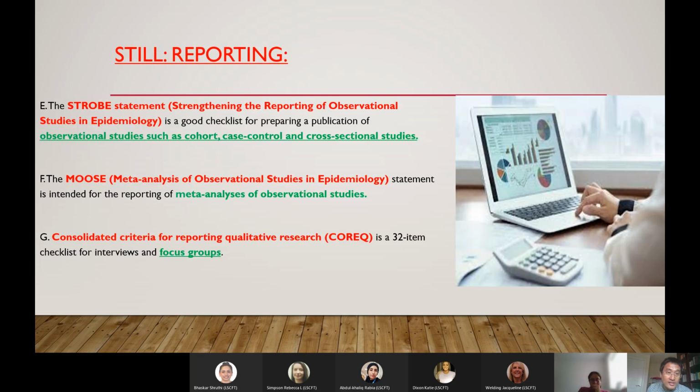STROBE is for reporting observational studies. In observational studies, there's always cohort, case control, and cross-sectional, individual observation. If it is MOOSE, that is epidemiological study, there's E here. COREQ is for qualitative. Q, qualitative. If they ask any question on qualitative, there's a focus group, which will be covered in the next session. So is it clear before we do one extended question now?